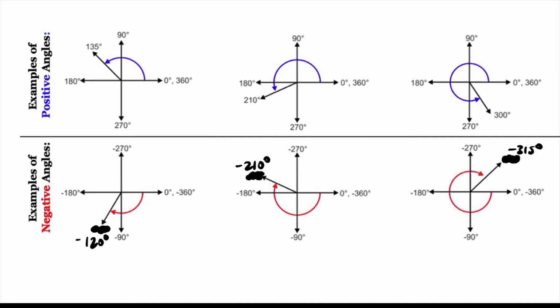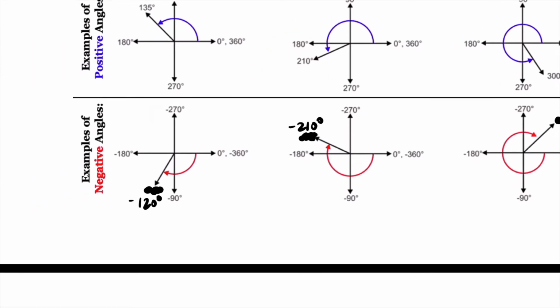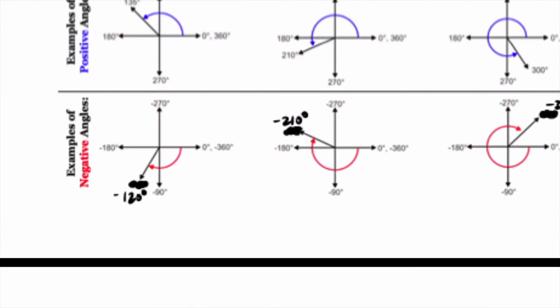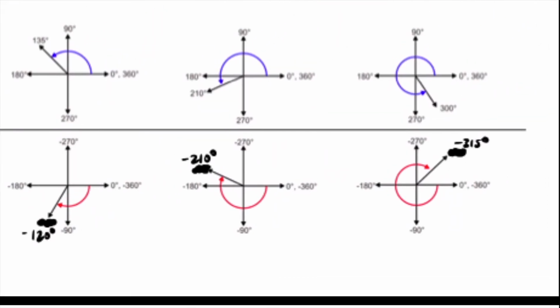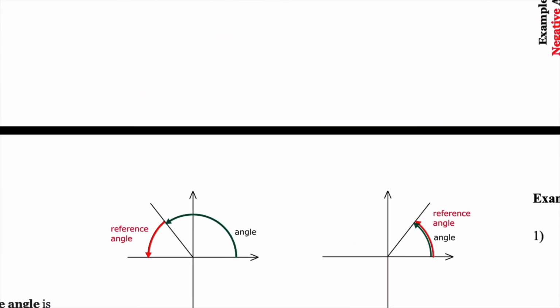The bottom starts by going down. So this one's a negative 120-degree opening. The next one is a negative 210. And the last one is a negative 315. They still have openings, they're just in the different direction. The tops are positive, the bottoms are negative. Because you're going to see negative angles and you're like, whoa, where are negative angles? It just goes in the opposite direction.